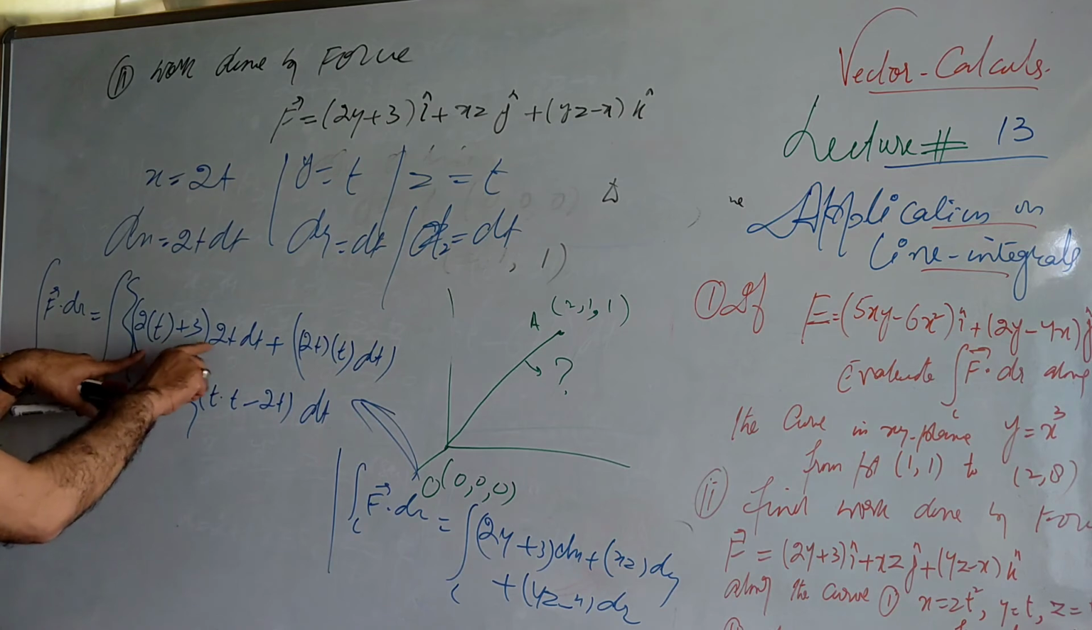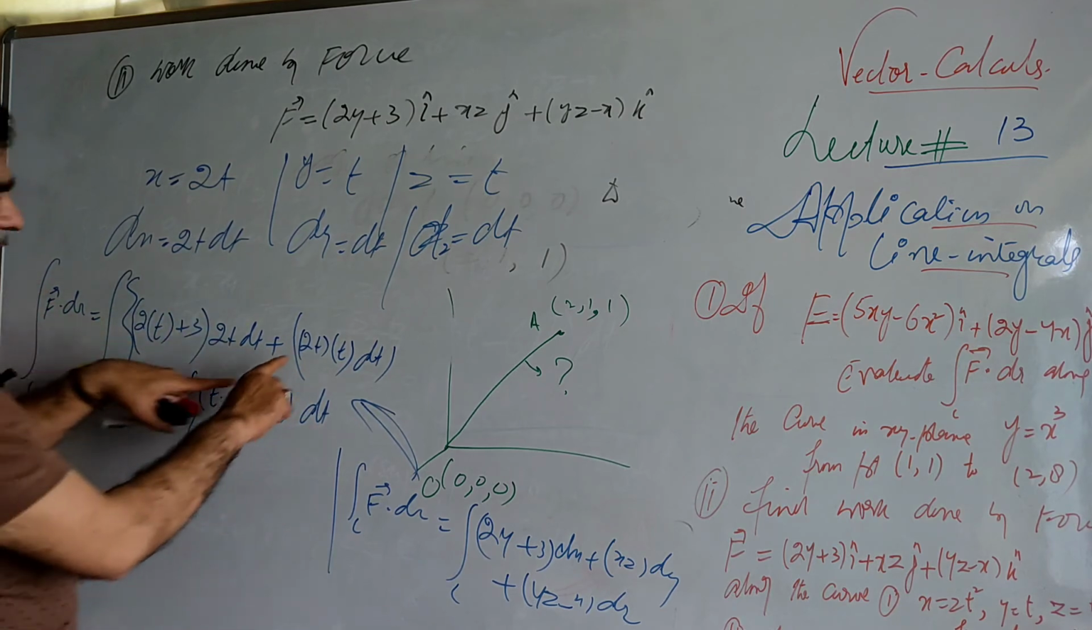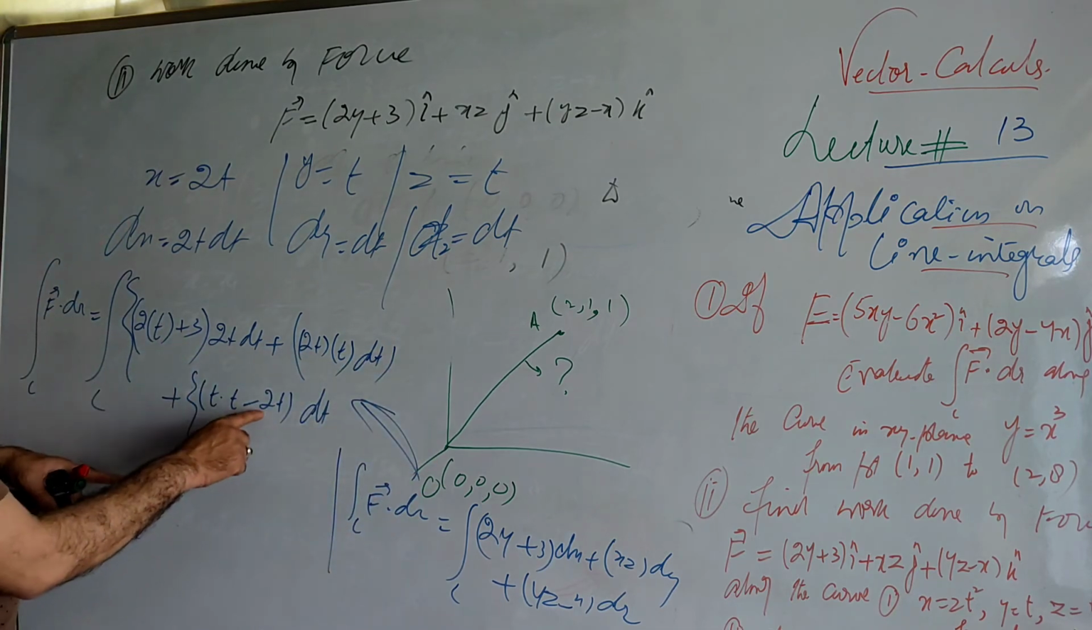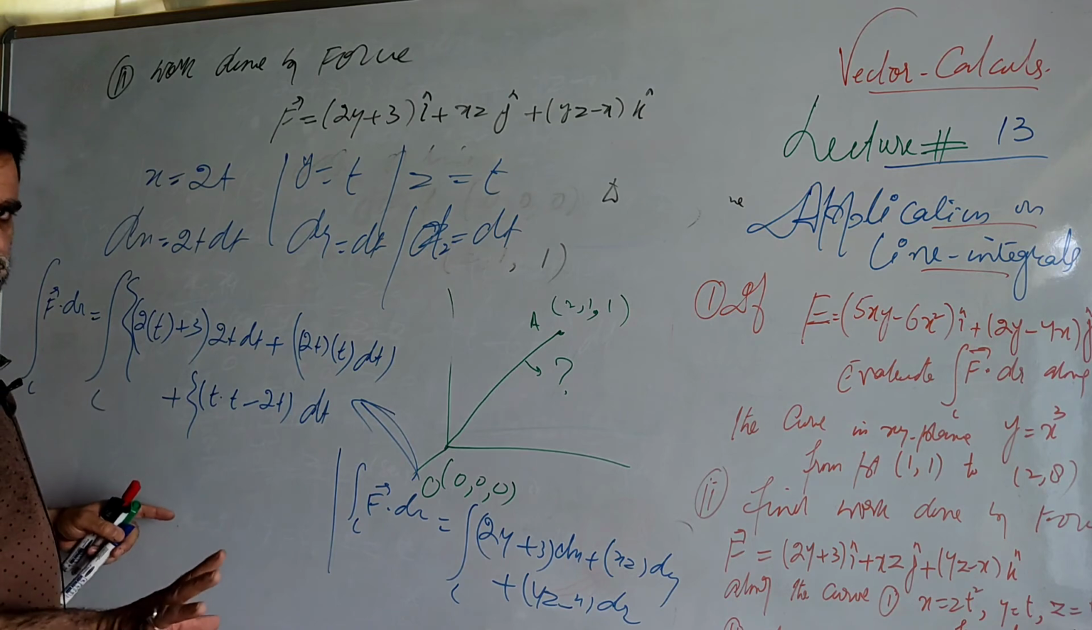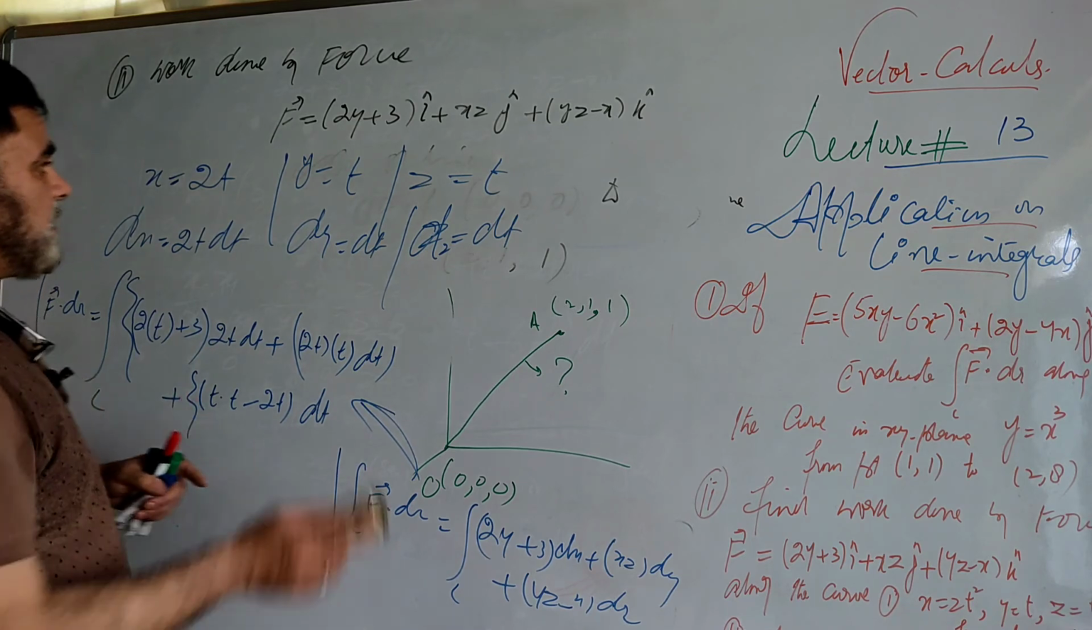Okay, well, now you can easily evaluate this. It is (2t plus 3), take 2t inside, it will be 4t square plus 6t. You can do it. It is 2 into t, it is 2t square. Integrate this. This is t square minus 2t, integrate with respect to t. You can do it easily. Now there is the limit. What about the limit? What should we take for the t? That is the question.